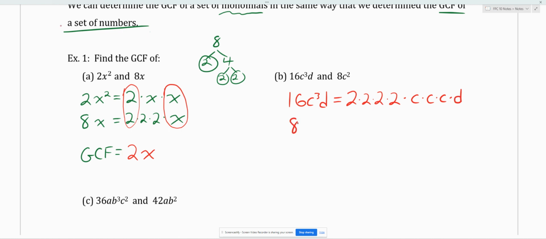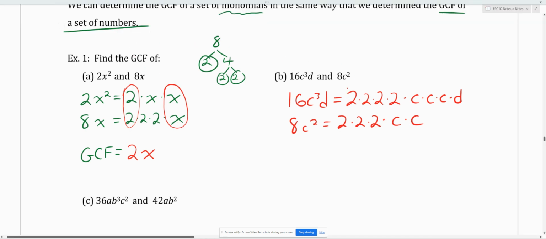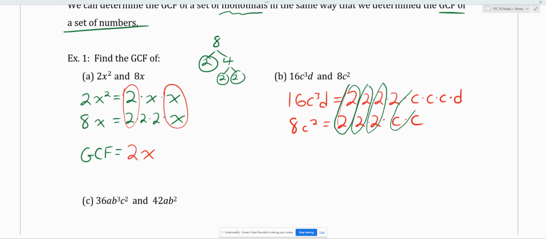And let's look at 8c squared now. Let's break that apart. Well, we know 8 is 2 times 2 times 2, and we have 2 c's this time. All right, let's do the exact same thing. Let's find our common primes, which in this case we have 3. Let's go back to green. We got 2 2's here, 2 2's here, a pair of 2's here. That's it for the 2's, but then I have 2 common c's and no d's.